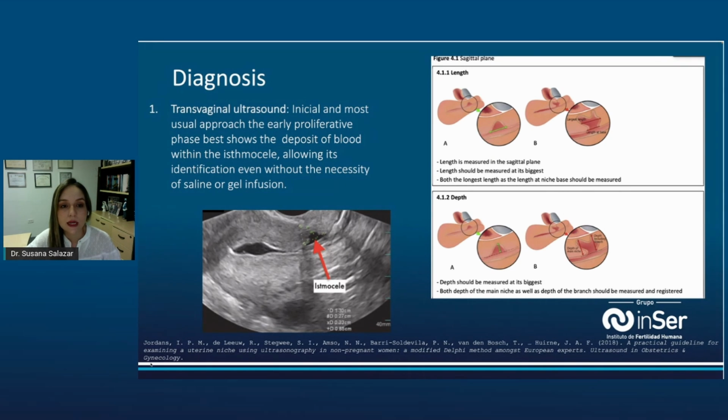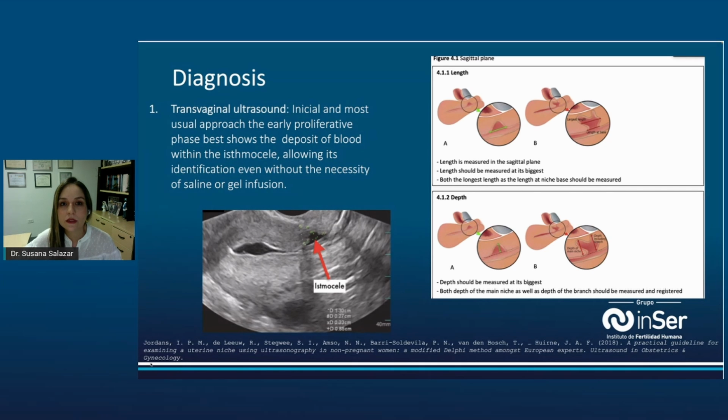Transvaginal ultrasound is the initial and most usual approach. The early proliferative phase best shows the deposit of blood within the isthmocele, allowing its identification even without the necessity of saline infusion. The defects have been described on the transvaginal ultrasound as an anechoic triangle defect in the myometrium with the base communicating to the uterine cavity, or a deformity on the anterior isthmus.